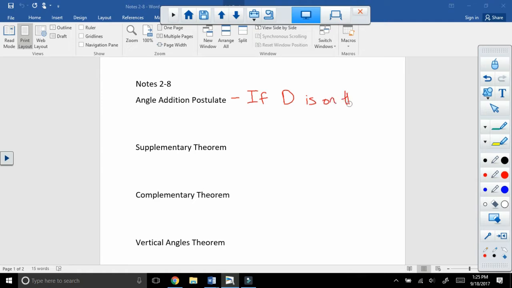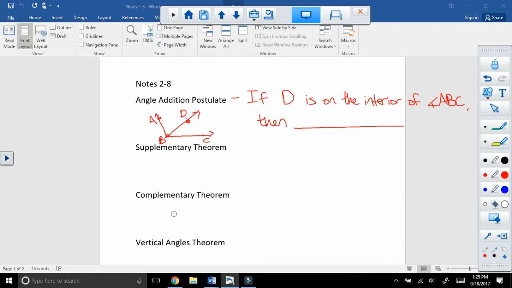is on the interior of angle ABC, then, and I actually like to just leave this blank for right now and go ahead and draw the picture. So if I have a point D on the interior of angle ABC, well, do you see how that forms these two separate angles here?